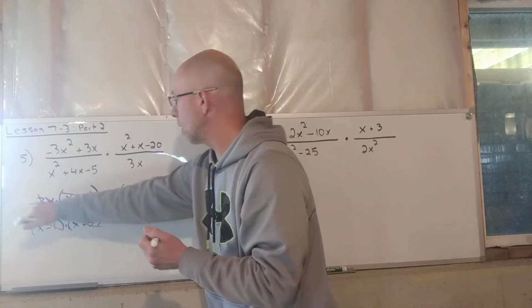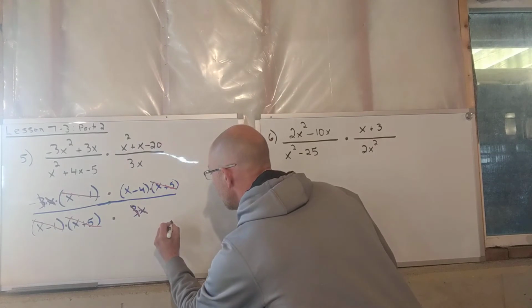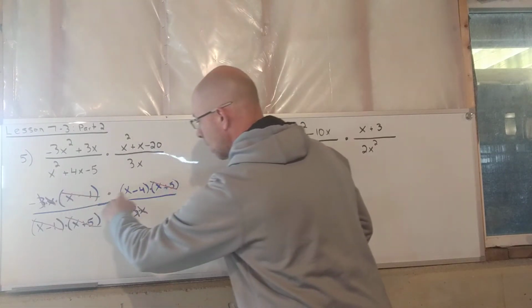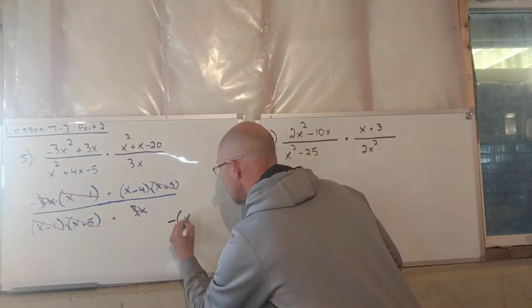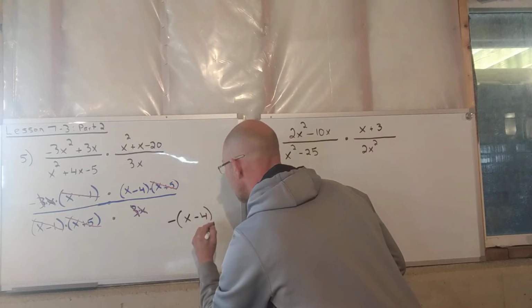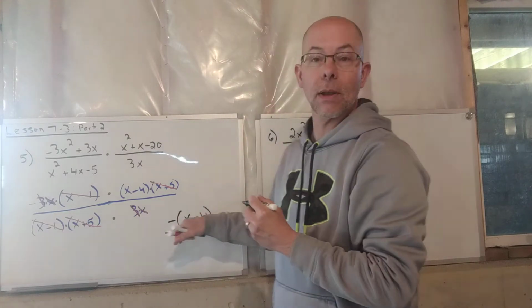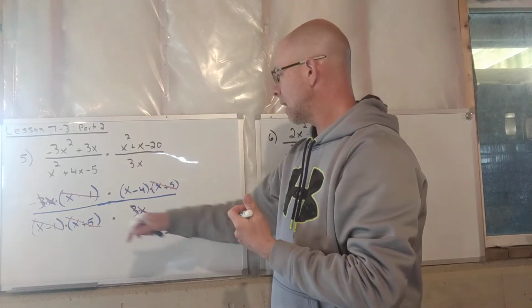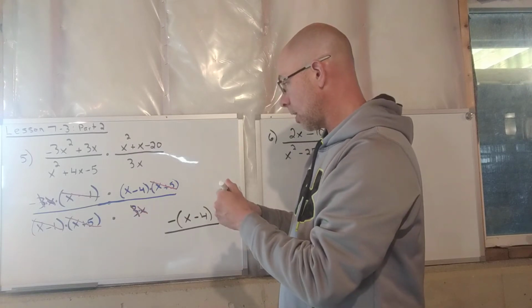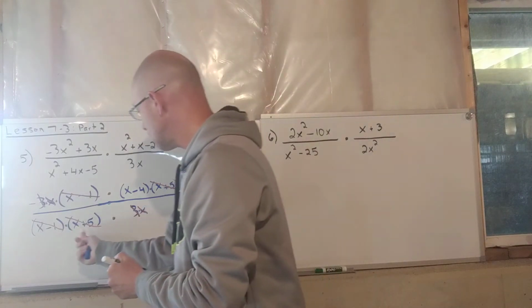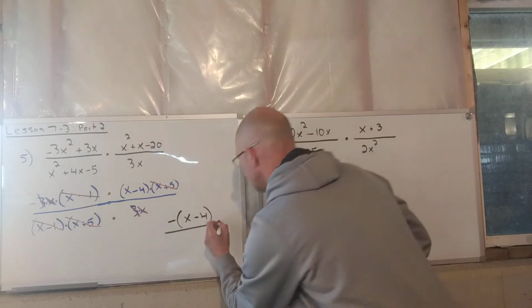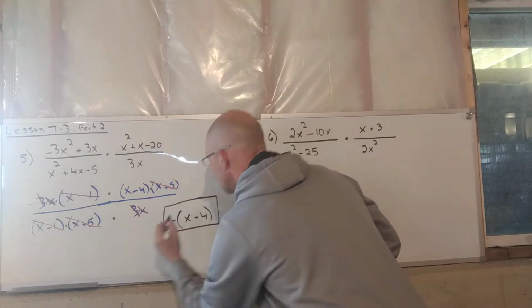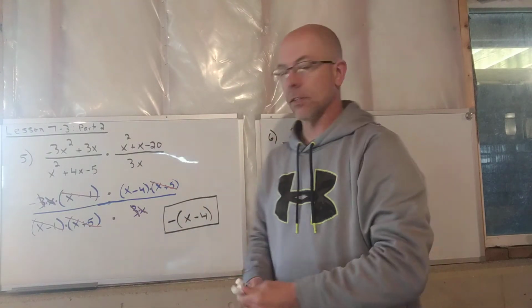Left in the numerator is a negative, and then x minus 4, the group. I need to keep the parentheses around it because the negative's out front. And then the denominator, look at that, the entire denominator, every single thing reduced, which just means that's the answer.